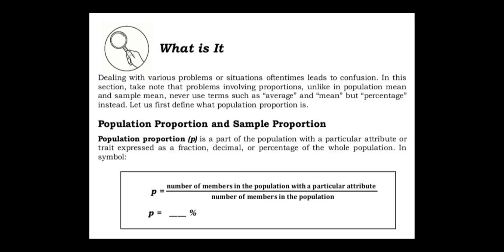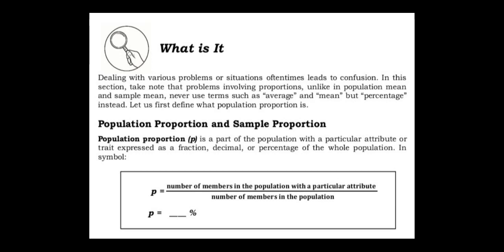Next, dealing with various problems or situations oftentimes leads to confusion. In this section, take note that problems involving proportions, unlike population mean and sample mean, never use terms such as average and mean, but percentage instead. So we should never use the terms average and mean, but percentage. Let us first define what population proportion is.